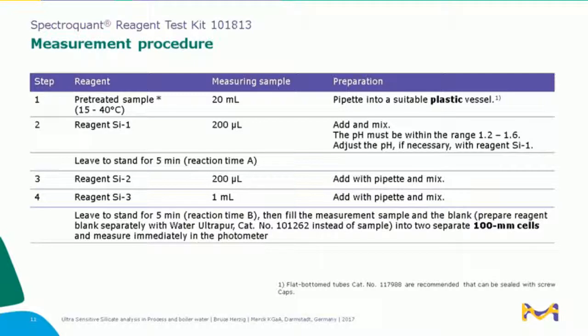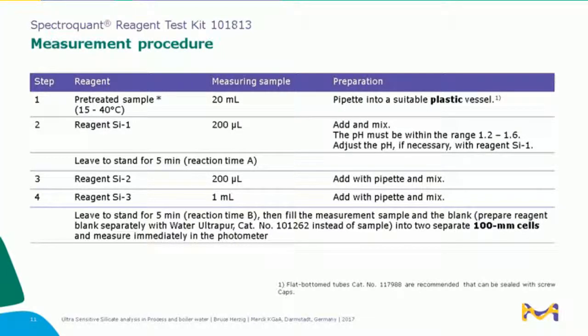So in this case, you take the pre-treated sample of 20 milliliters, and you must use a plastic vessel so that you do not get silicate contamination from glass. You pipette 200 microliters of SI1, add it and mix. The pH range at this step must be between 1.2 and 1.6 pH units. If necessary, you can adjust the pH with additional SI1 reagent. You allow the mixture to stand for 5 minutes. This is called reaction time A.